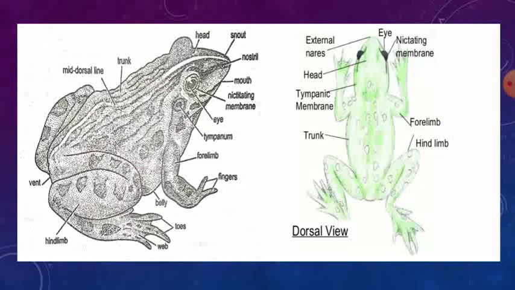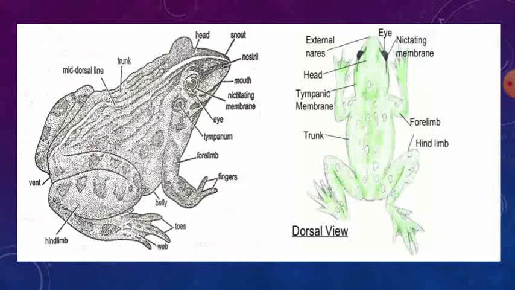So here you can see all the parts. The body is divisible into head and trunk. The head consists of a semicircular head, the snout is blunt, and the mouth is located at the terminal end, and there is a pair of nostrils. Behind that, there is a pair of eyes, and the eyes contain 3 eyelids: upper, lower and nictitating membrane.